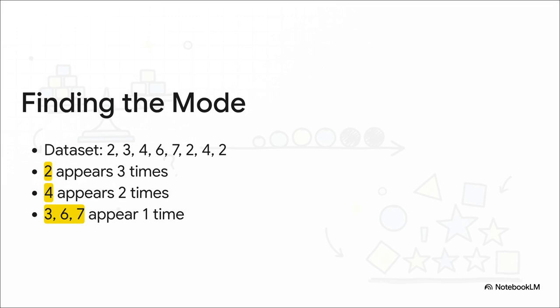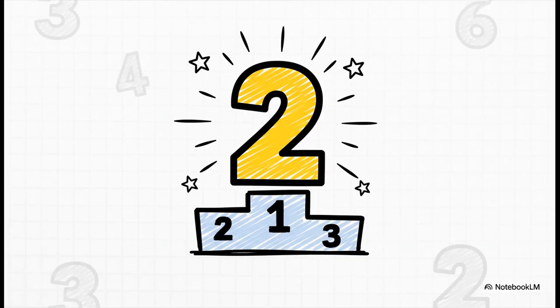To find the mode, we just have to count. So, let's see. The number 2 appears once, twice, 3 times. The number 4 shows up twice. And everything else, 3, 6, and 7, they just appear 1 time each. Well, since the number 2 showed up more often than anything else, our mode is 2. It really is that simple.